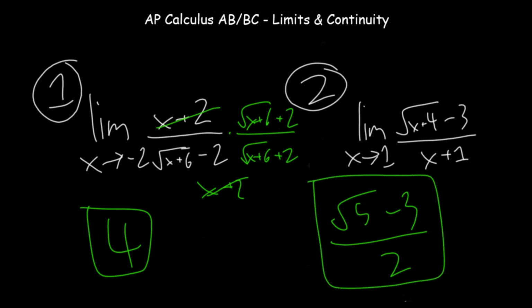The main key when evaluating limits is to not get this answer. We don't want 0 over 0. That's pretty much the only goal. If you end up with a weird wonky answer like this, that's completely fine. Still better than 0 over 0.